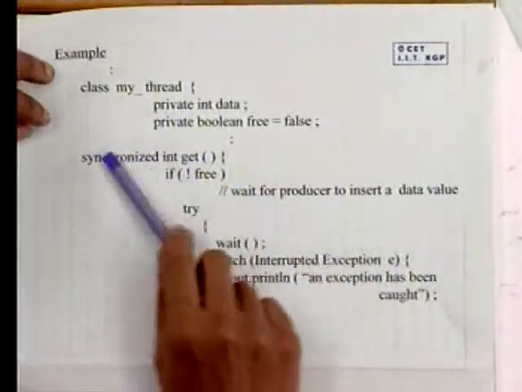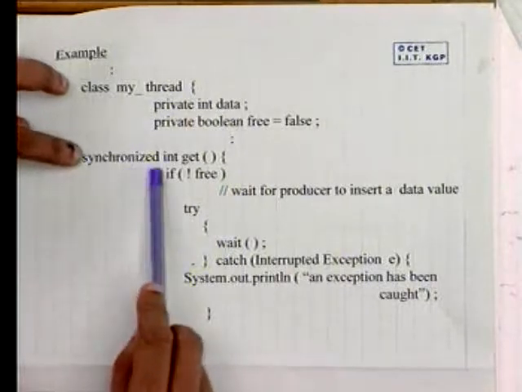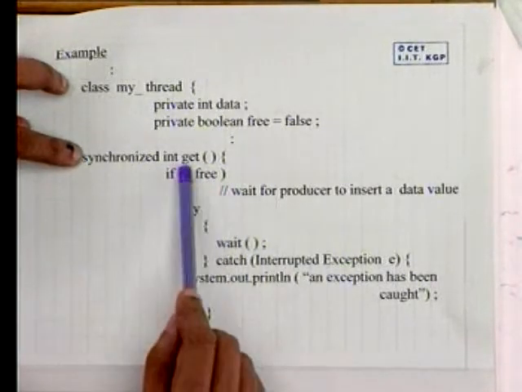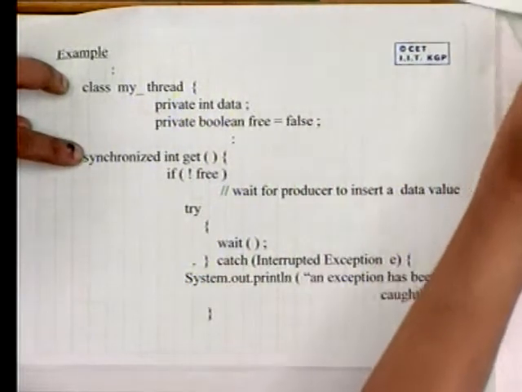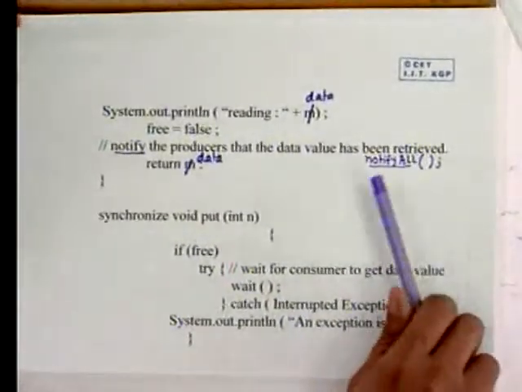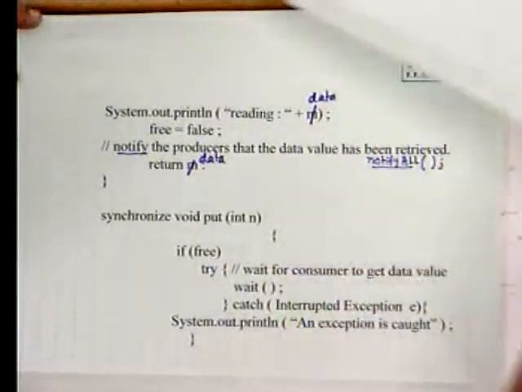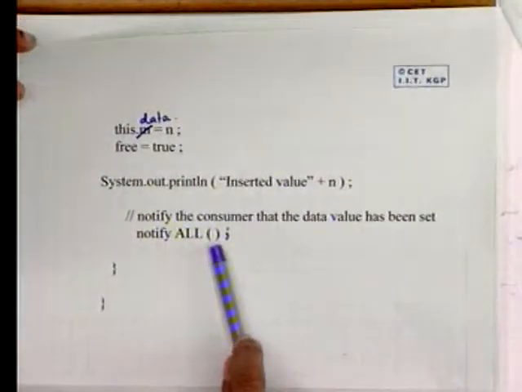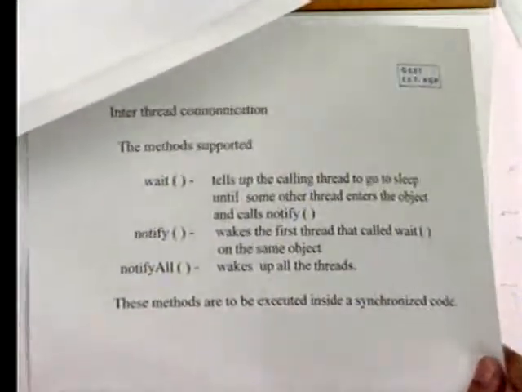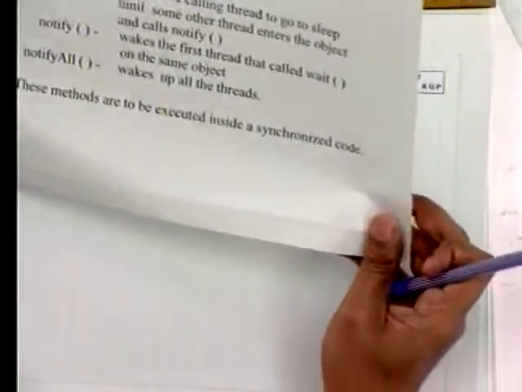And these methods must be called inside a synchronized method. That means synchronized is a keyword. So wait can be used inside a synchronized method, and so also notify all or notify. Like we had done notify all inside get, similarly we have done notify all inside put. So these are the ways Java supports inter-thread communication.